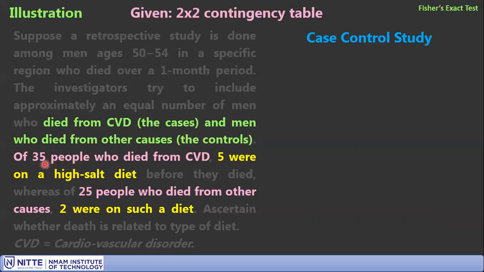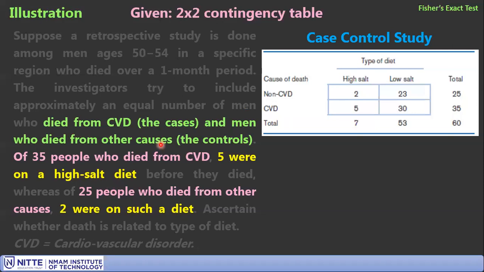Then of the 35 people who died from CVD, 5 were on a high salt diet, and of the 25 people who died from other causes, 2 were on a high salt diet. The exposed variable in the case control study is either high salt diet or low salt diet. So diet becomes one of the variables, the exposed variable. The response is death, where CVD is the case and other causes is the control.